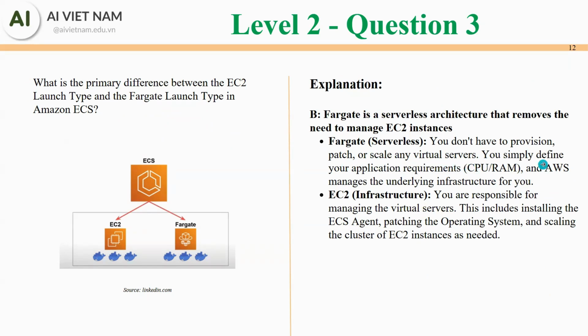You just need to define your application requirements, such as CPU or RAM, and AWS will manage it automatically. With the EC2 launch type, the user is responsible for managing and configuring the virtual servers. So you have to manually install the ECS agent, patch the OS, or scale the cluster of instances.